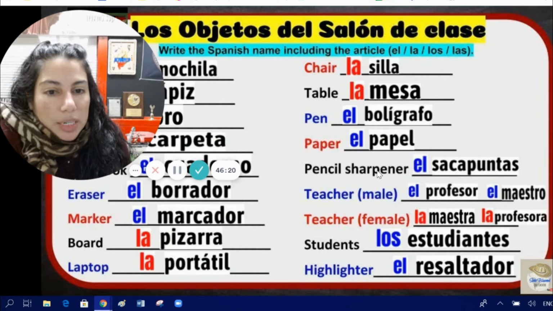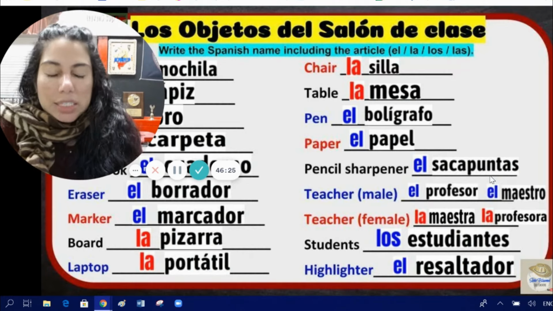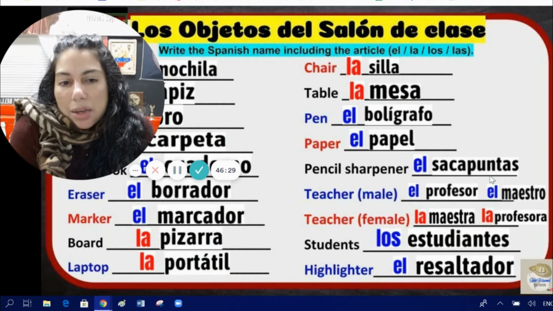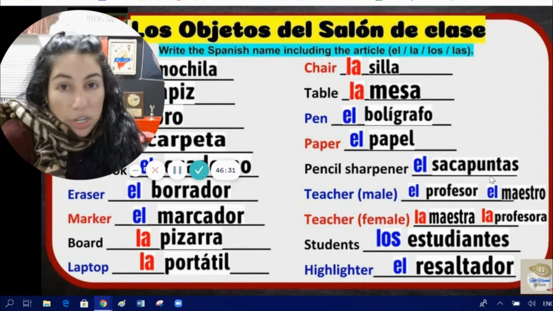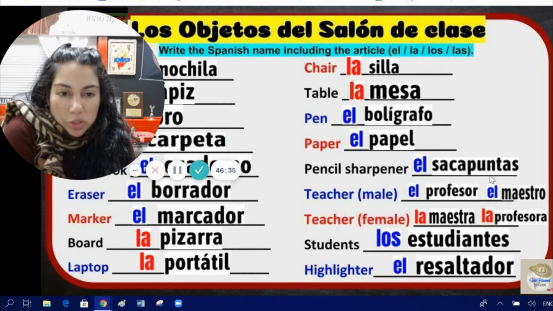So this word right here, pencil sharpener. So notice how sacapuntas ends in S. So you might think, wait, sacapuntas. So is that like a bunch of pencil sharpeners? No, it is only one. So sacapuntas, that's the word for pencil sharpener.